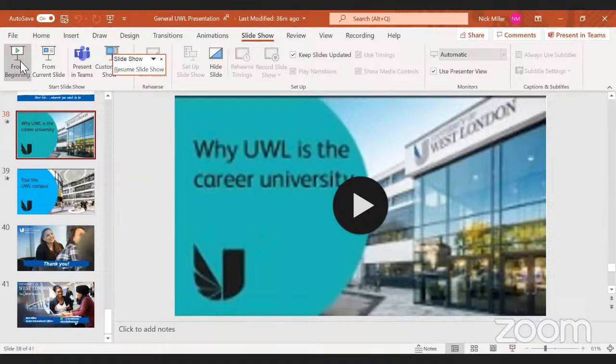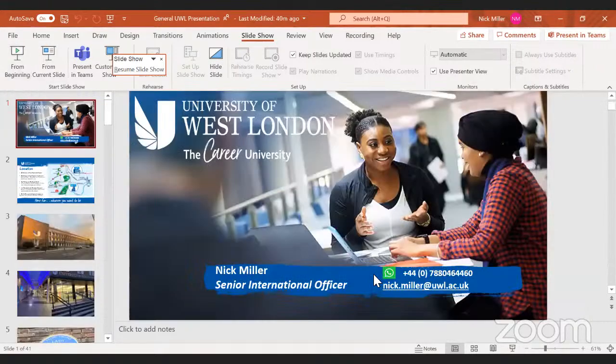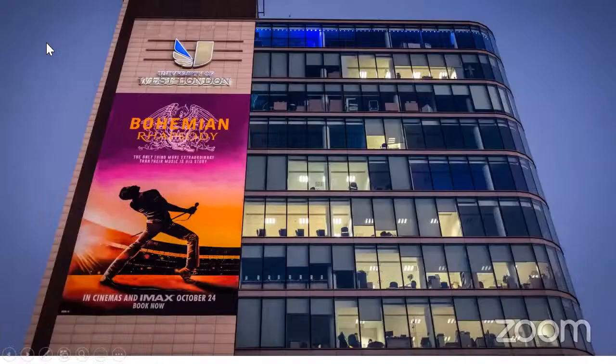Just a minute, Nick. Can you see his screen? Are you able to see Nick's screen? Can you see the sheet? Because I can't see your screen. Mohammed, can you see Nick's screen? Yes, now we can. Excellent. Okay.